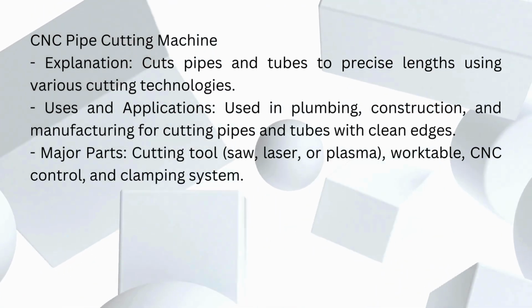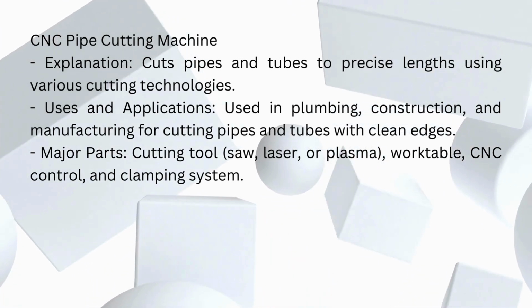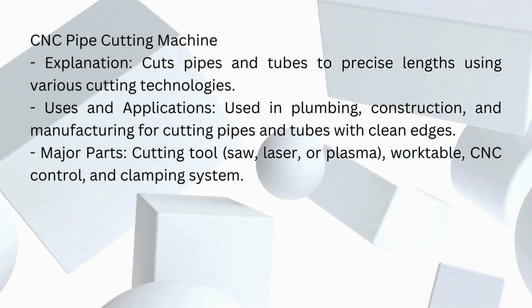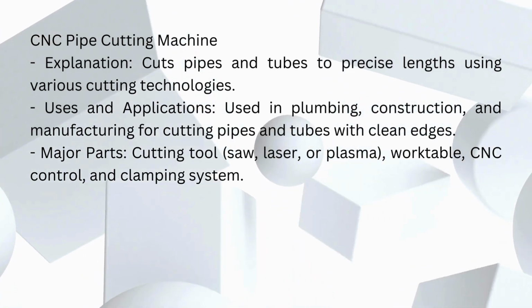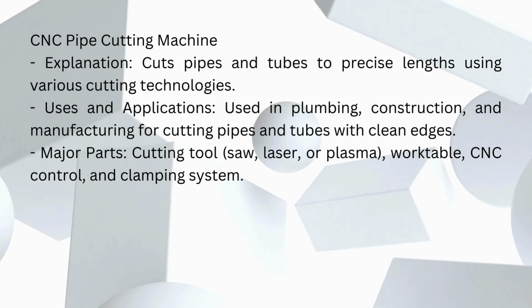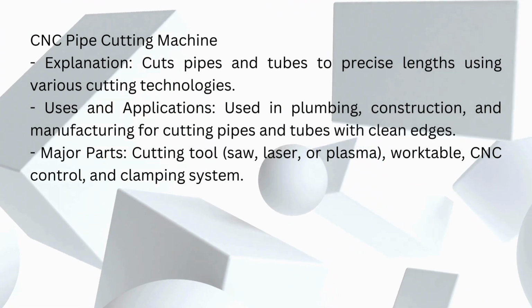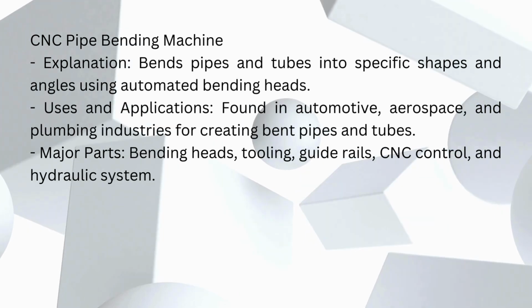CNC pipe cutting machine. Explanation: cuts pipes and tubes to precise lengths using various cutting technologies. Uses and applications: used in plumbing, construction, and manufacturing for cutting pipes and tubes with clean edges. Major parts: cutting tool, saw, laser, or plasma, work table, CNC control, and clamping system.